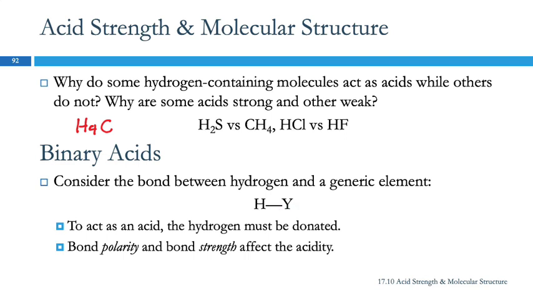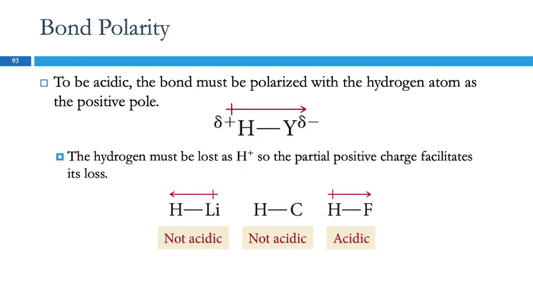So two things are going to affect this, the acidity, whether this is lost or not: the bond polarity and the bond strength. To be acidic, the bond has to be polarized in the correct direction. We need to have the positive end of this dipole on the hydrogen and the negative end on the other element. So if we look at the bond between hydrogen and lithium, that would be a polar bond, but lithium would be the positive end and hydrogen is going to be the negative end. That's not favorable for losing hydrogen as a positive ion.